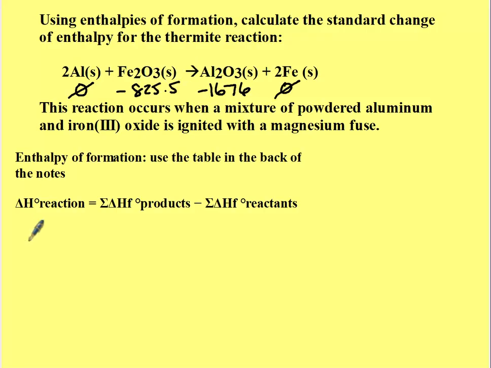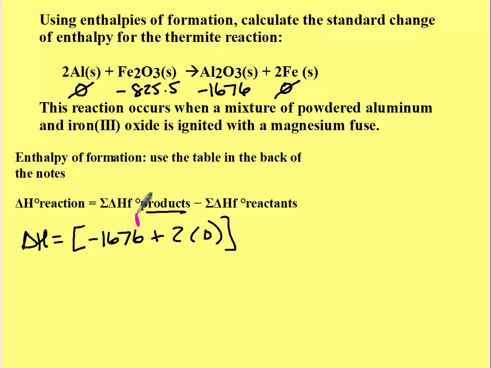So those are our values. So delta H is equal to products. I'm going to do open bracket negative 1676 plus 2 times 0. Technically, I don't need to do the 2 times 0, but if it was something other than 0, I would need to make sure that I'm including that. So these are my products minus all of my reactants. So again, 2 times 0 plus negative 825.5. So these are my reactants.